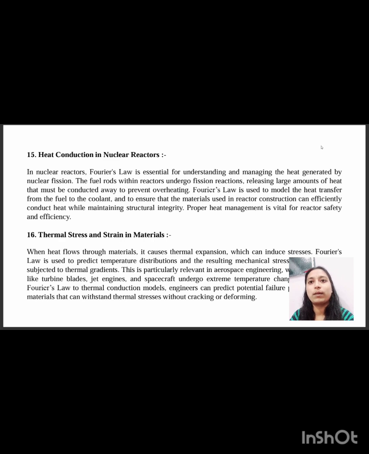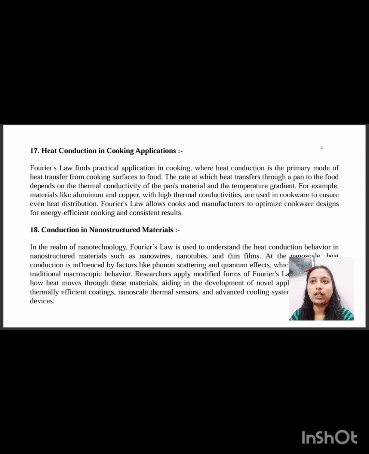Moving to 17th one, heat conduction in cooking applications. Fourier's law finds practical application in cooking, where heat conduction is the primary mode of heat transfer from cooking surface to food. The rate at which heat transfers through a pan to the food depends on the thermal conductivity of the pan material and the temperature gradient.